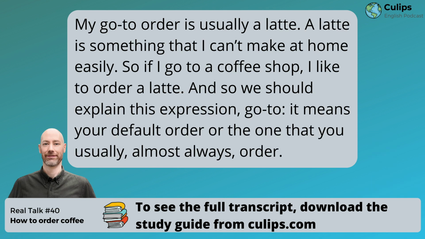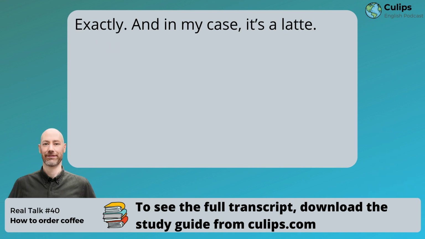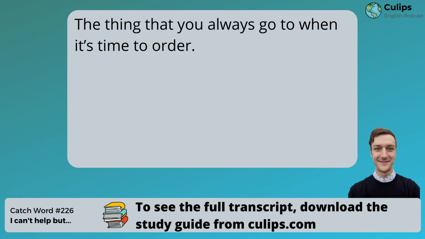My go-to order is usually a latte. It's something that I can't make at home easily. So if I go to a coffee shop, I like to order a latte. And so we should explain this expression go-to. It means your default order, or the one that you usually almost always order. Yeah, the one that you do without thinking. Exactly. And in my case, it's a latte. The thing that you always go to when it's time to order. Exactly.